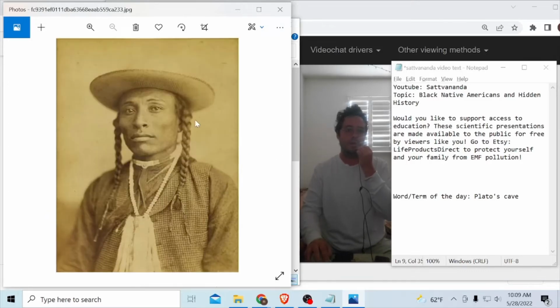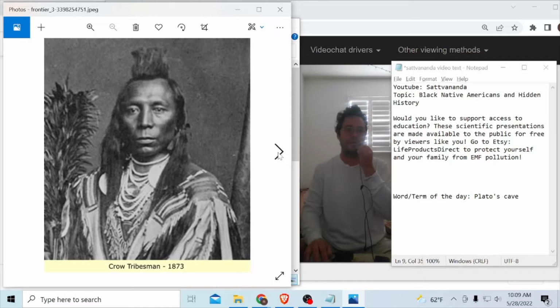And now we're getting kind of into that mixing of the blood between the red and the South American Indian, as well as the original African phenotypes. Very interesting. Here's a really good one. You see the strong nose and the high cheekbones, very similar to the red Native American, and yet the skin tone and the lips and perhaps the eyes are more what we would consider black African. It's a Crow tribesman from 1873.